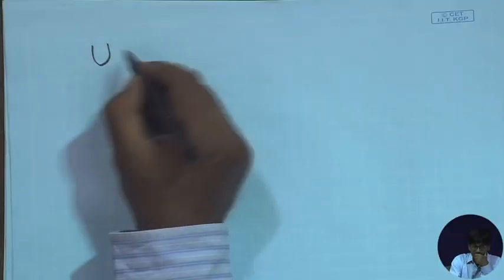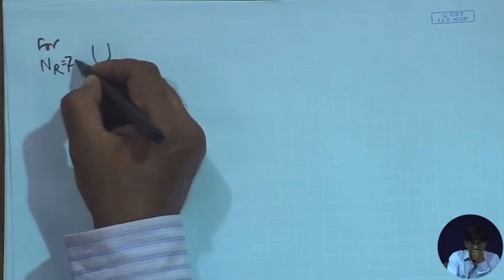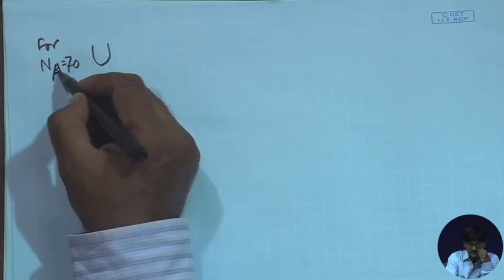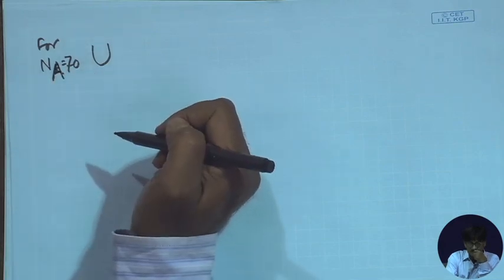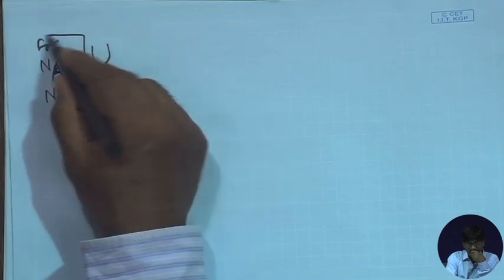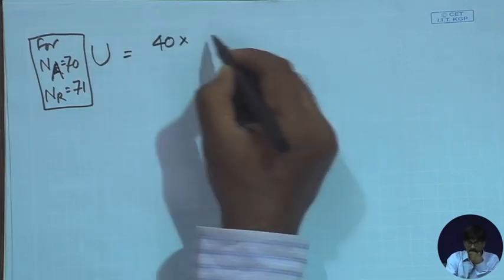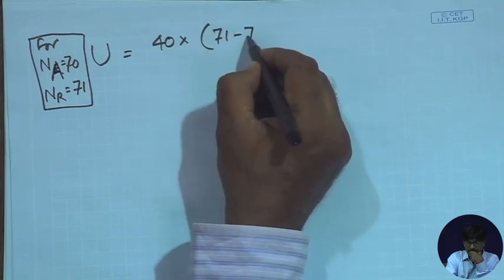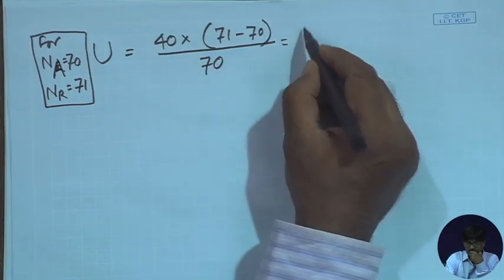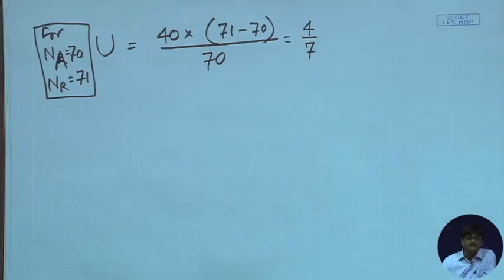Therefore, U for NA equal to 70, NR equal to 71, this is our requirement. U must be equal to 40 into 71 minus 70 divided by 70 equal to 4 by 7. That is it. Seems to be very simple. 4 by 7.